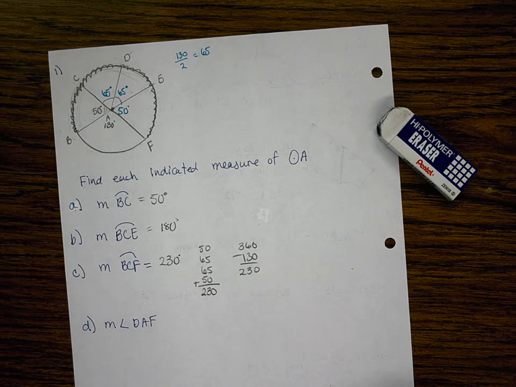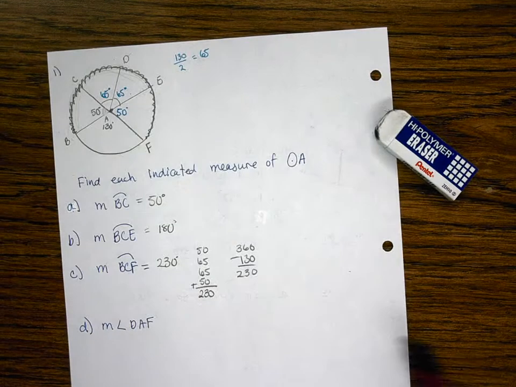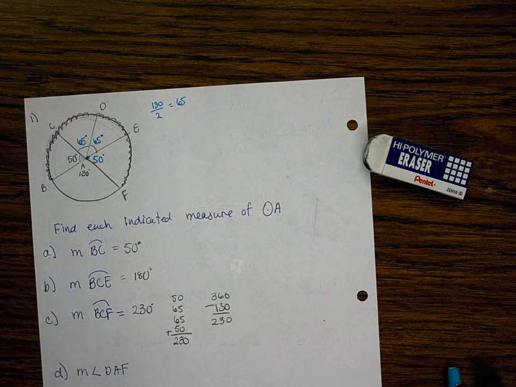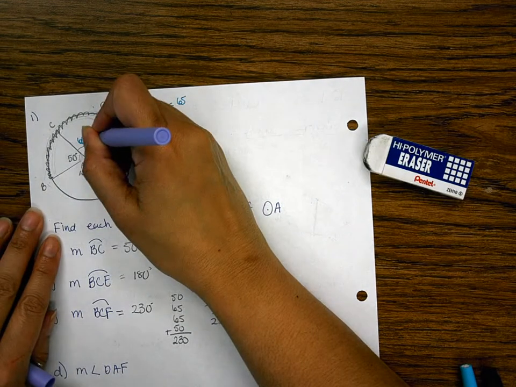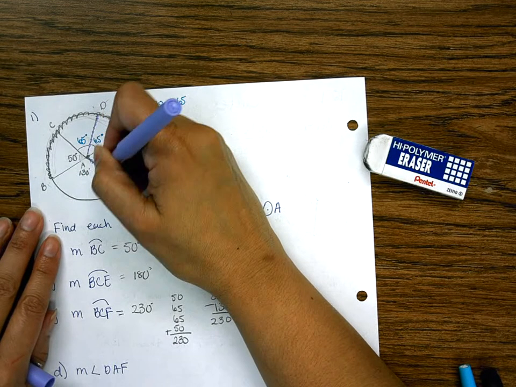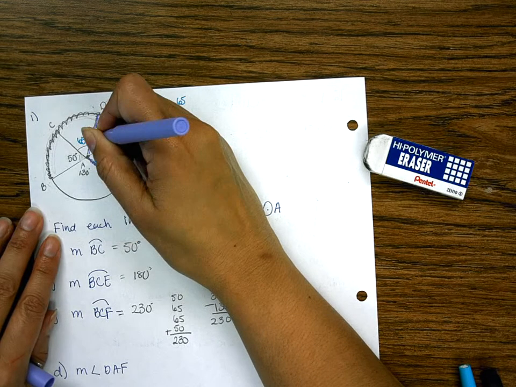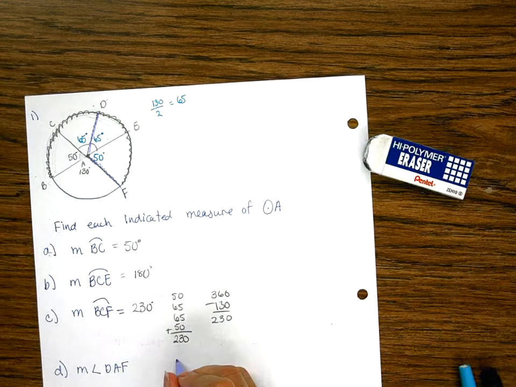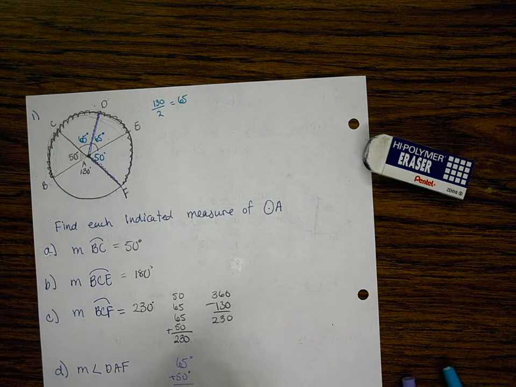Okay, where is DAF? All right, so this is where it's going to get kind of colorful and a little confusing, so make sure you're following. D to A to F is this angle right here. Can you see that? DAF is going to combine 65 and 50. 65 degrees plus 50 degrees is what you're going to add up. So we end up with 115 degrees.